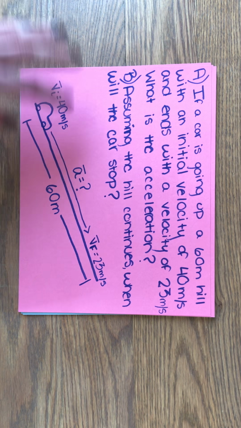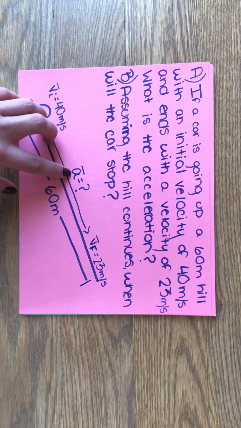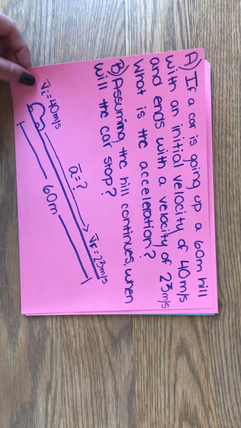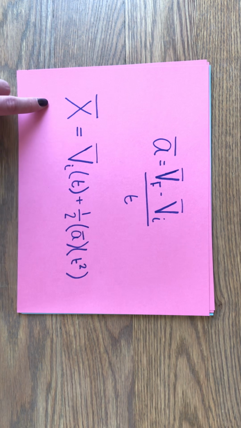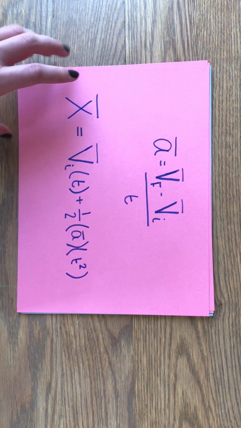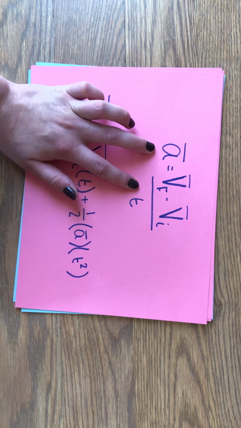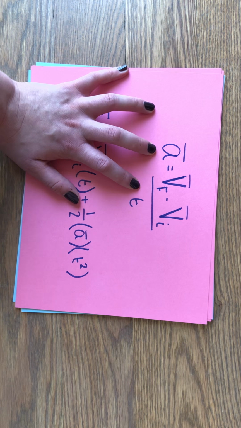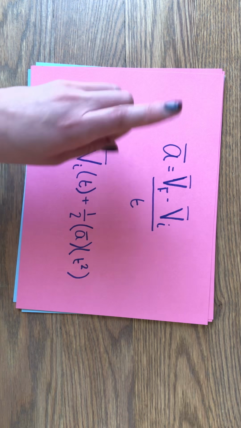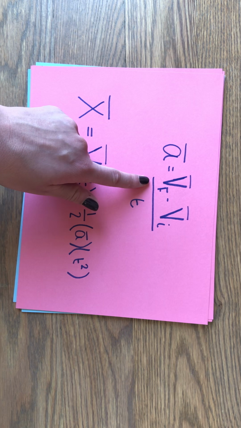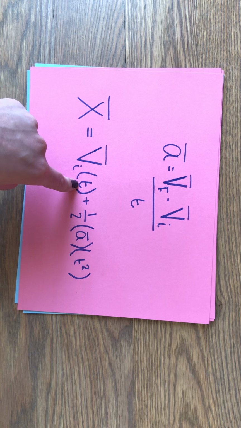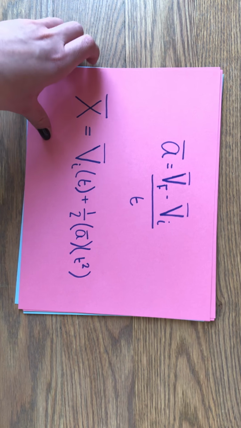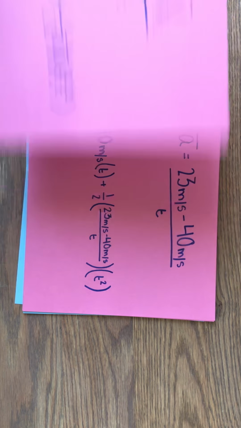So, to solve this, we need to find the acceleration before anything else. To do that, we need two equations. The first one is for acceleration, and the second one is for displacement. This is because we have two unknown variables in each equation. But if you substitute this equation in for acceleration, then we will only have one unknown variable in the displacement. Then we could solve it.